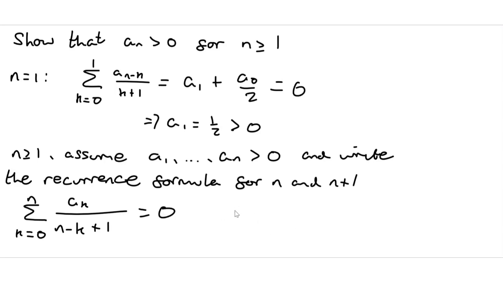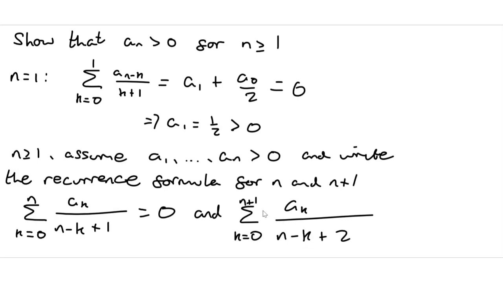And for n plus 1, we get the sum from k equals 0 to n+1 of a_k/(n-k+2), which is obvious because we've just substituted n+1 in for n, so we get this plus 2 here, and that's equal to 0.